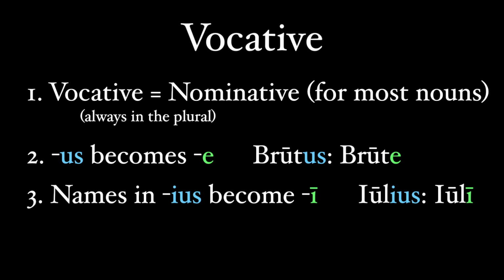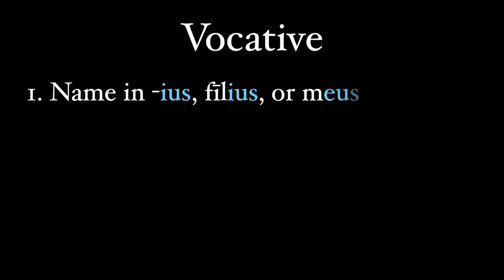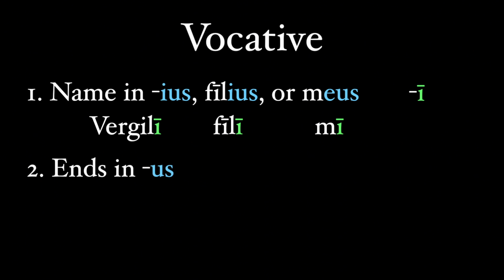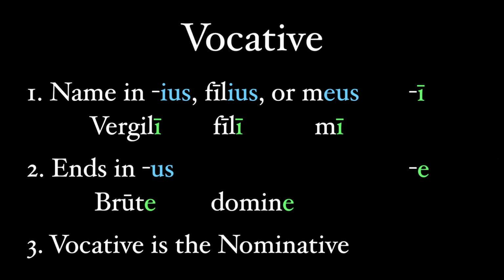So if you're going to form the vocative case, you can actually do well by working backwards from these rules. 1, if the word is a name ending in ius, or the noun filius, or the adjective meus, the vocative is a long i: Vergili, fili, mi. If not, then check to see if the noun ends in just us, like Brutus or dominus. And if so, then the vocative is a short e: brute or domine. Otherwise, the vocative is the same as the nominative, like puella, puer, viri, senatores, or gladiator.